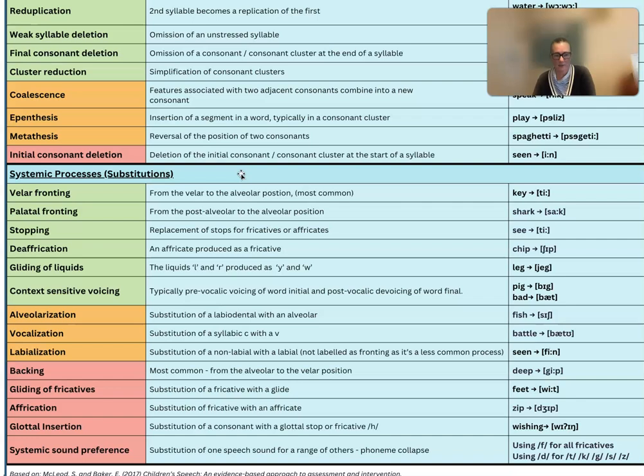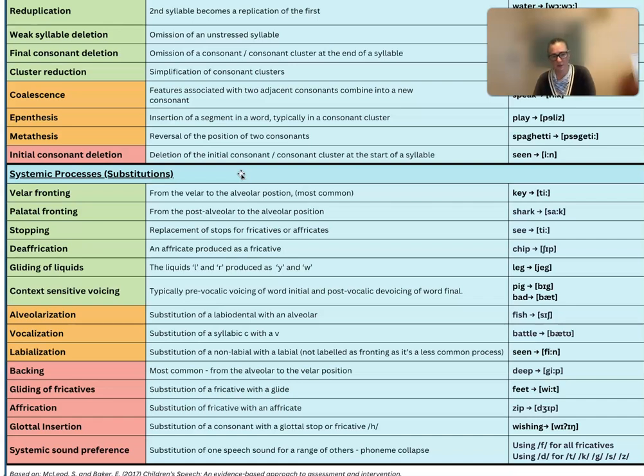Gliding of liquids, which is really typical and occurs up until quite late usually with children, even up until 5 or 6. So the liquids l and r are produced as y and w. Often the l goes to a y, the r goes to a w. So in the example I've given there, you've got leg going to yeg, or the word ring going to wing, for example. That's gliding.